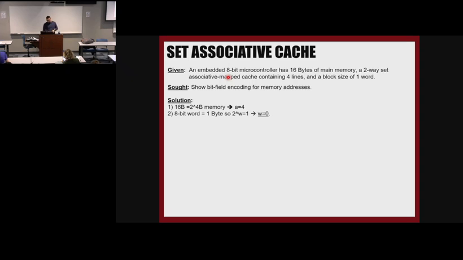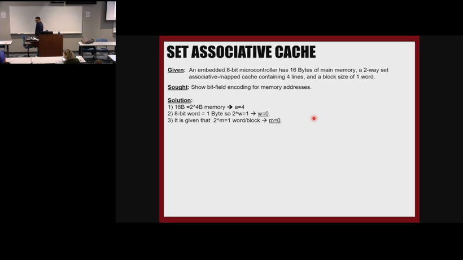Okay, so the next thing we want to look at is M. So how many words do we have in each block? This information is also provided here already. We have a block size of 1 word, 2 to the M is equal to 1, and M would be equal to 0.